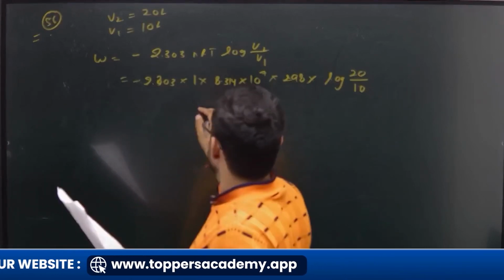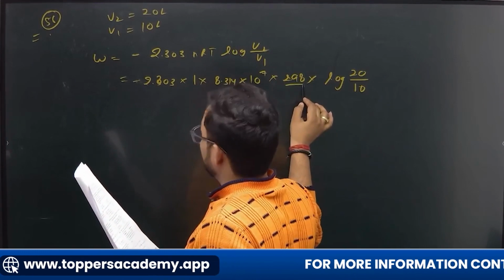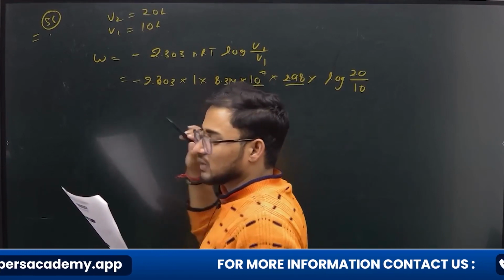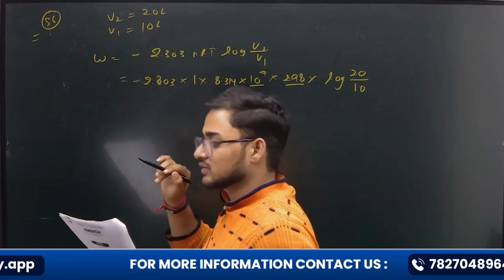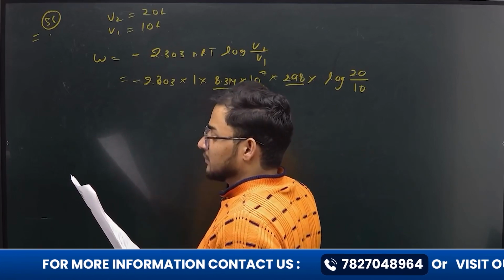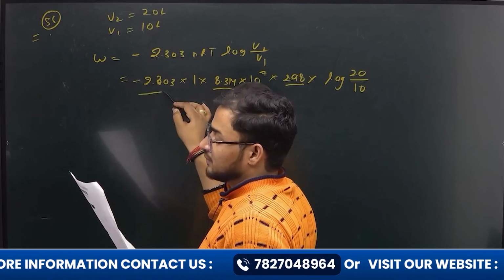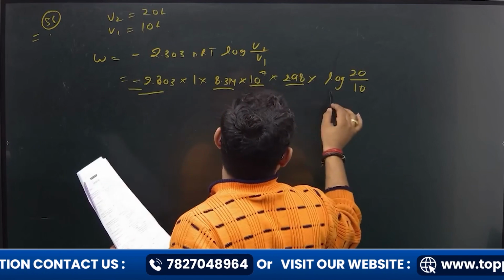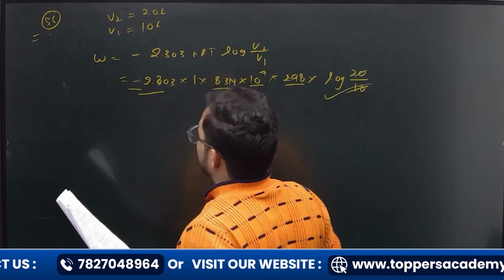In the second option, 298 is there, 10 to the power 7 is there. It looks like 107, but it's 10 to the power 7. 8.31 is there, 2.303 is there. Minus sign is there, and log 2 is there. So the second option.